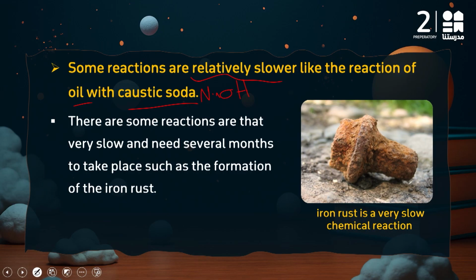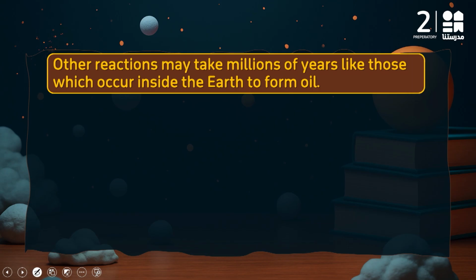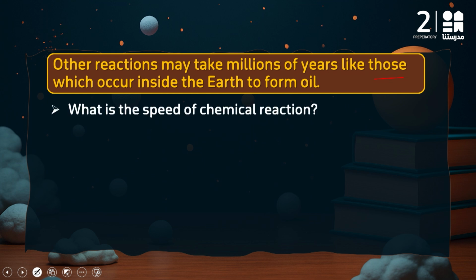There are some reactions that are very slow and need several months or years to take place, such as the formation of iron rust. The rusting layer on the iron can take months or years according to the factors that surround the iron. Other reactions may take millions of years, like the one which occurs inside the earth to form oil, the formation of petrol. So, what is meant by speed of chemical reaction?